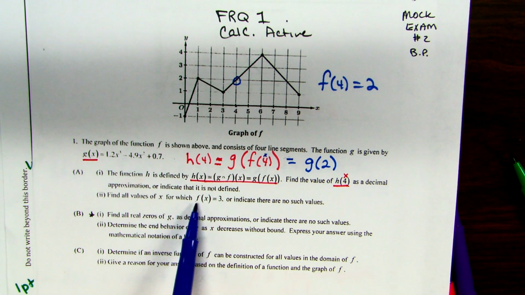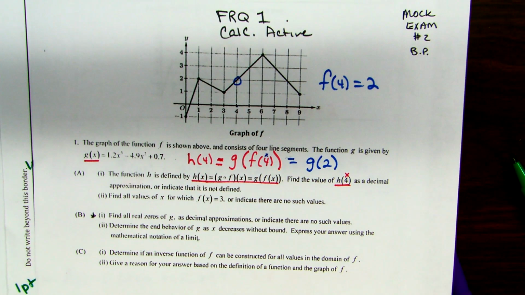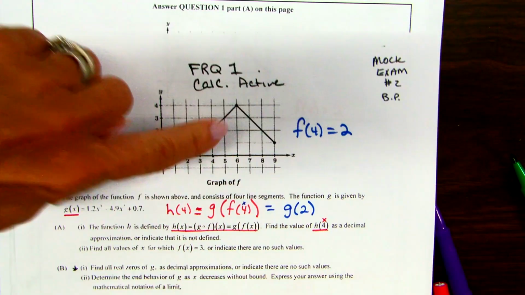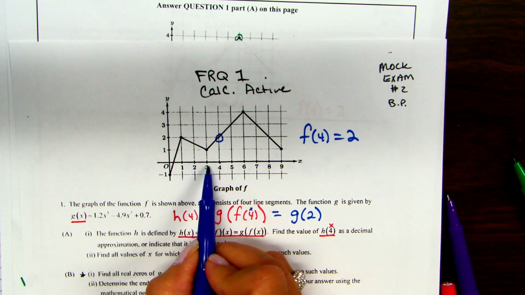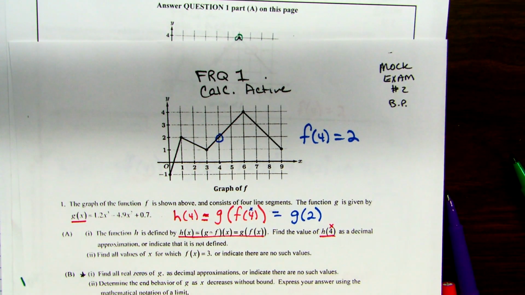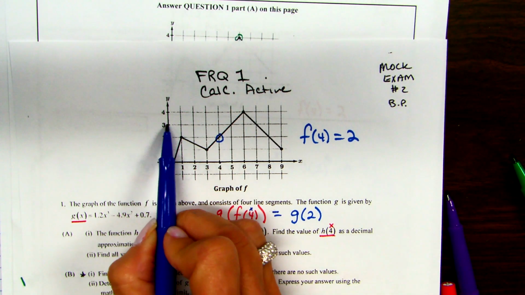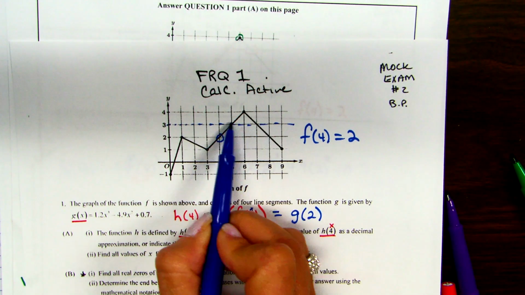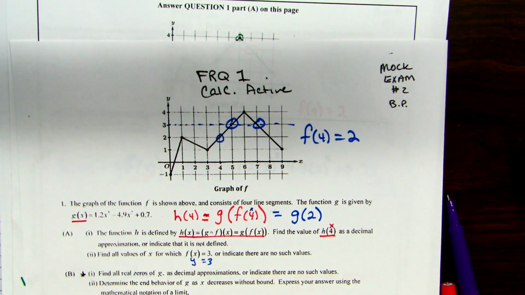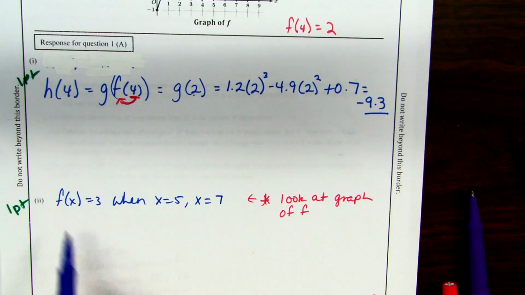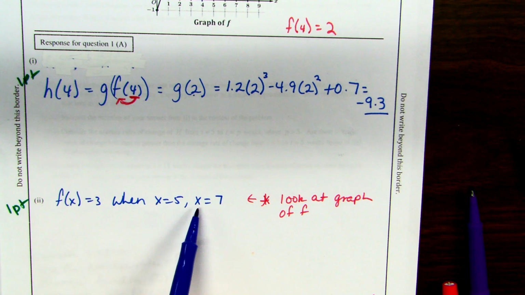Part 2, find all the values of x for which f of x equals 3, or indicate there are no values. So f of x, make sure you're looking at the right one. This is f of x. So when x is 3, no, sorry, I said that wrong, right? This is saying y is 3. Be careful. When y is 3, what is x? So y is 3 is right here. There happens to be 2 values, okay? So when f of x equals 3, x equals 5, and x equals 7.